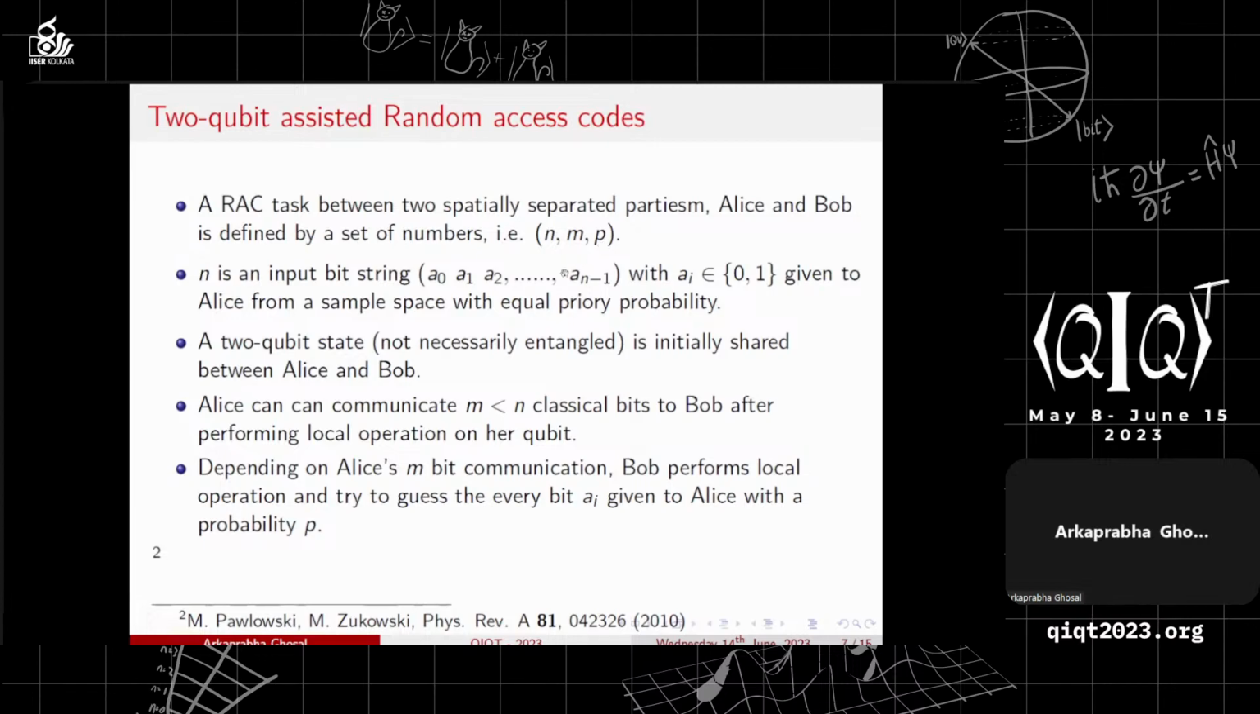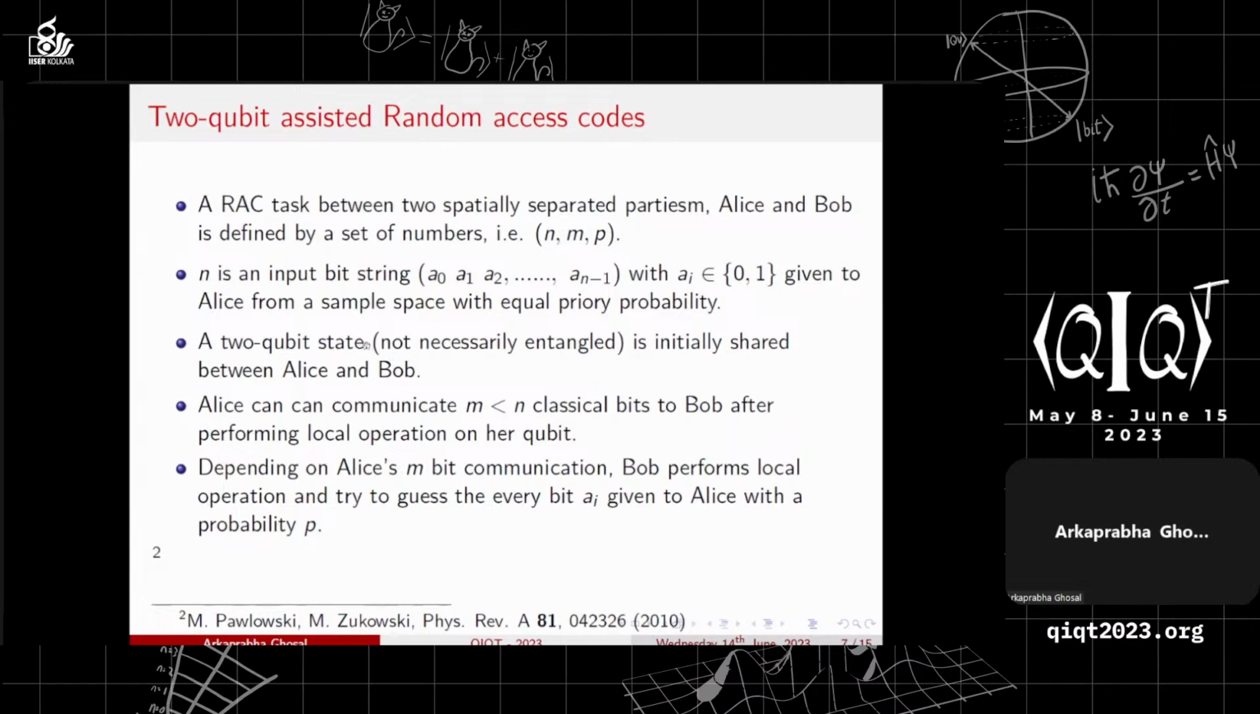So let me make it more clear. For example, there are two spatially separated labs and some input string of length n, where each of the elements can be either 0 or 1, is given to Alice with equal probability. Now Alice and Bob are sharing some initially two-qubit state.